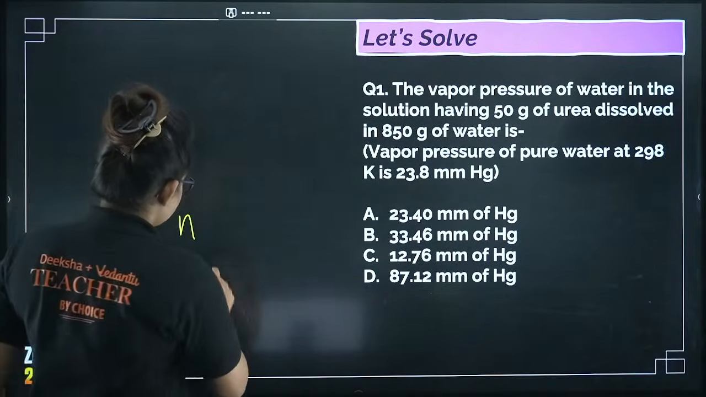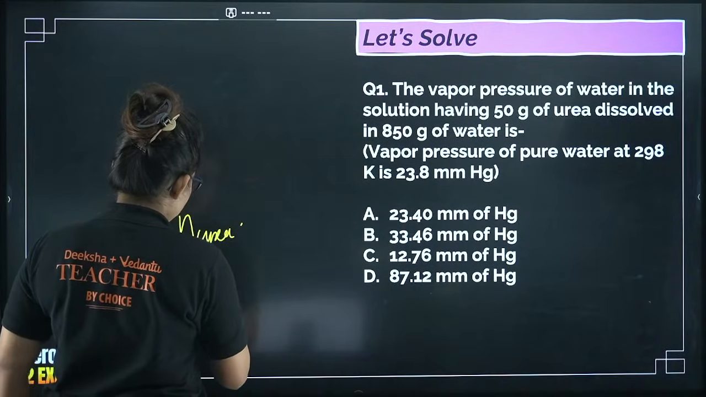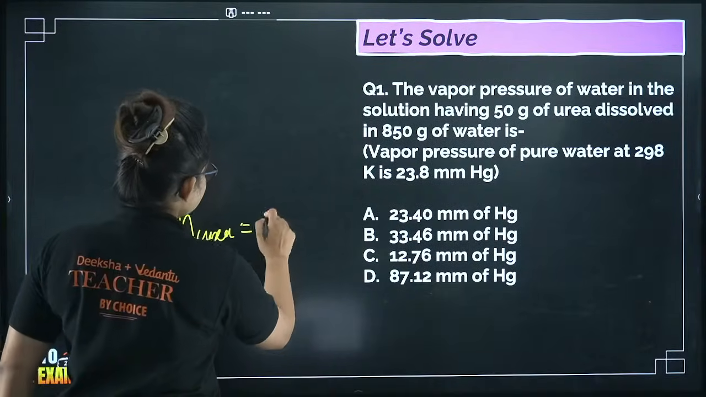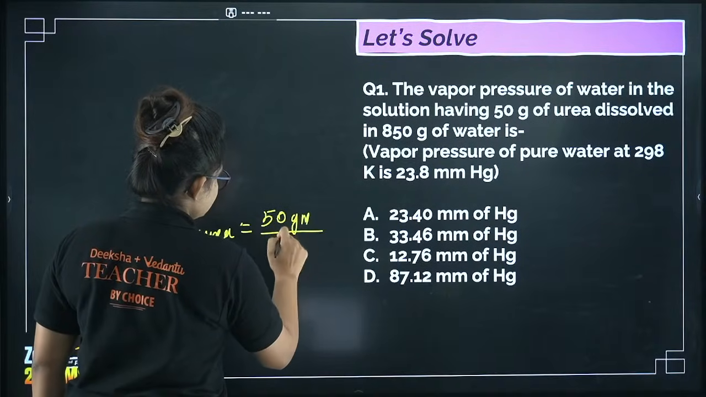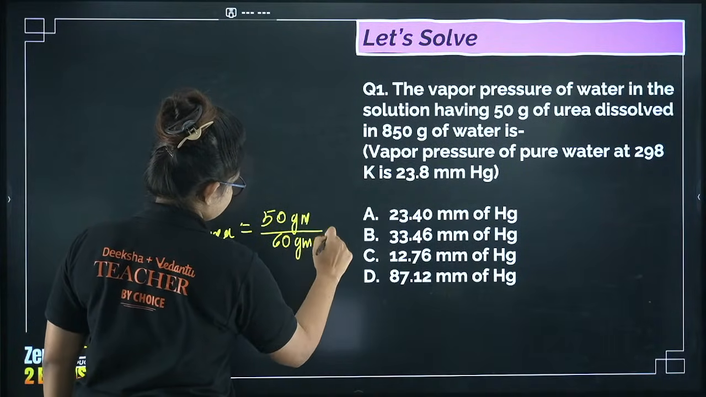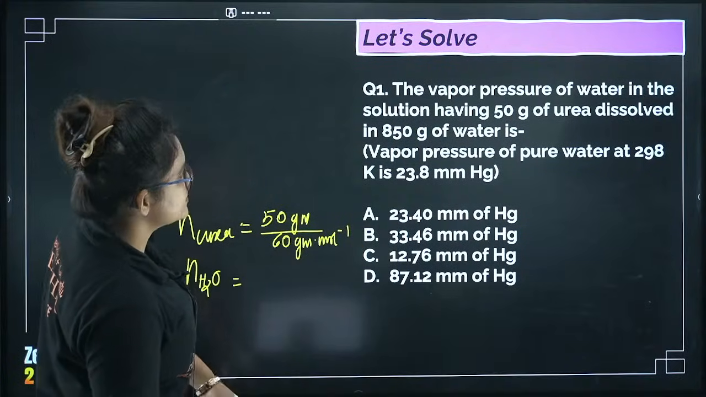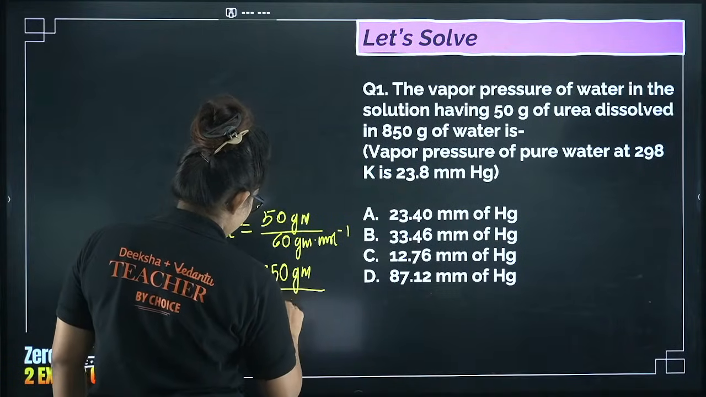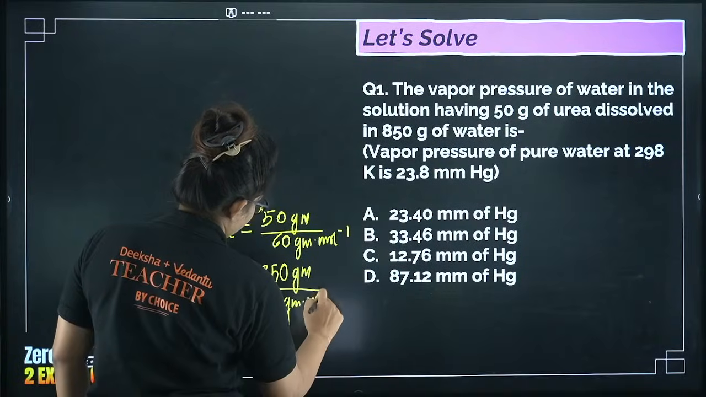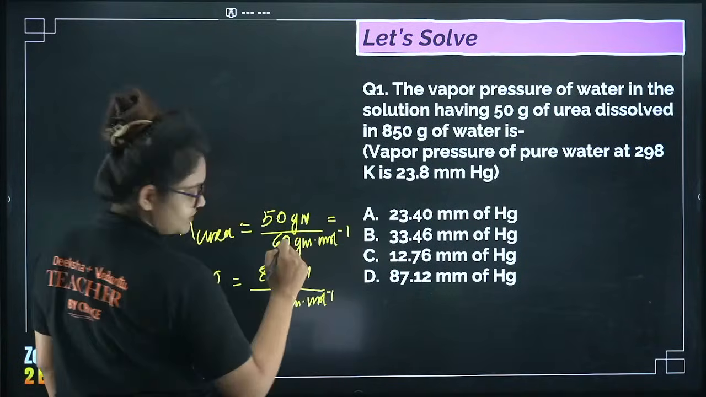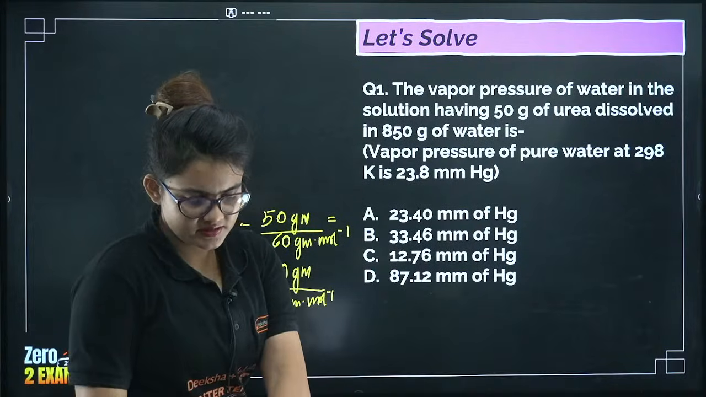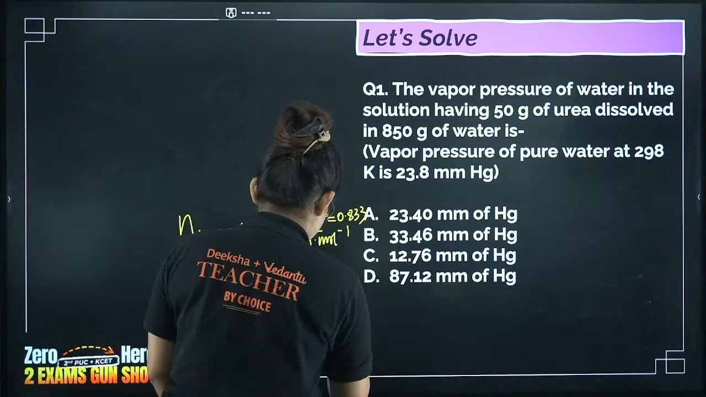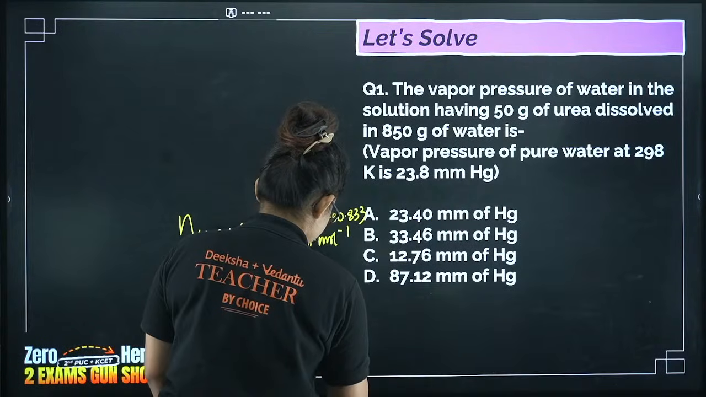So you can proceed like this: first calculate the number of moles of urea and the number of moles of H2O. Number of moles of urea is 50 gram divided by 60 gram per mole. For water, 850 gram divided by 18. This will come as 0.833, and for this it will come as 47.22.